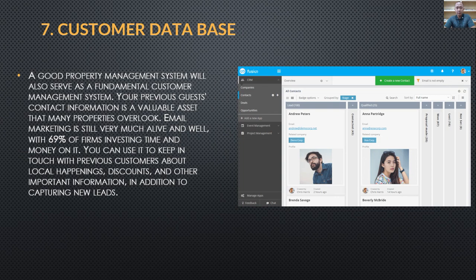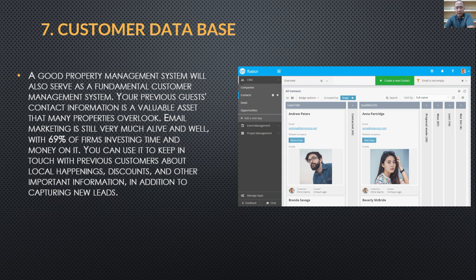And one more thing is that you need to have a customer database. So a good property management system will also serve as a fundamental customer management system. Your previous guest contact information is a valuable asset that many properties overlook. If you have promos and perks, you can also inform them so that you can capture them again, and they will be your loyal clients, customers.